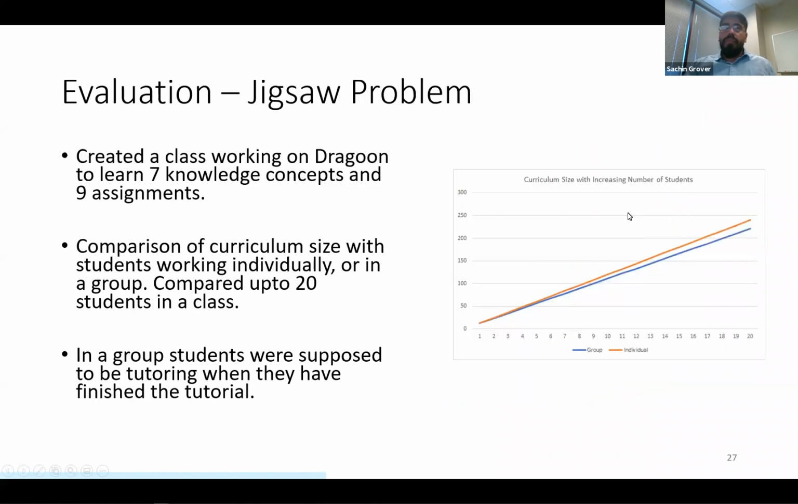We extended it and applied it to up to a 20 student classroom for a Dragoon assignment. There were 7 knowledge concepts and 9 assignments, and we compared the number of actions in which the students can complete these tasks. We found that overall there was a decrease, because now with groups, students can teach each other, and the unit can finish faster.